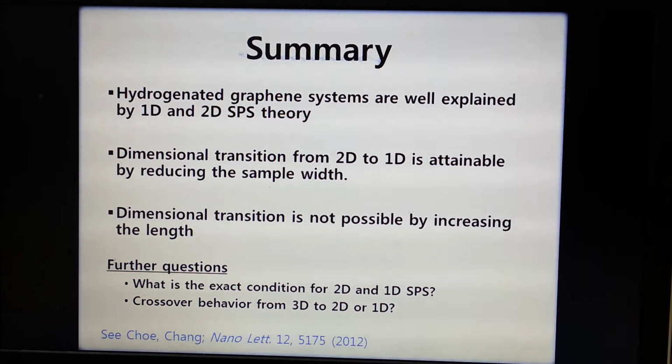And finally, I would like to close my talk by raising some further questions that our present work cannot answer. First, what is the exact condition for the 1D and 2D single parameter scaling? And what is the crossover behavior from 3D to 2D or 3D to 1D?